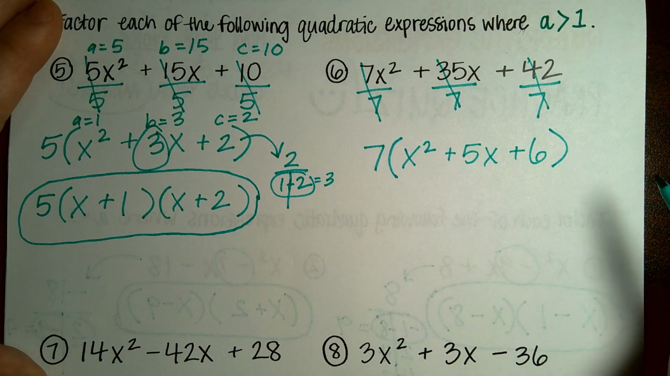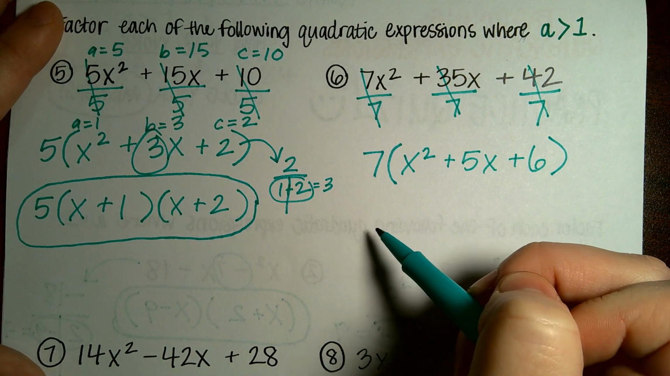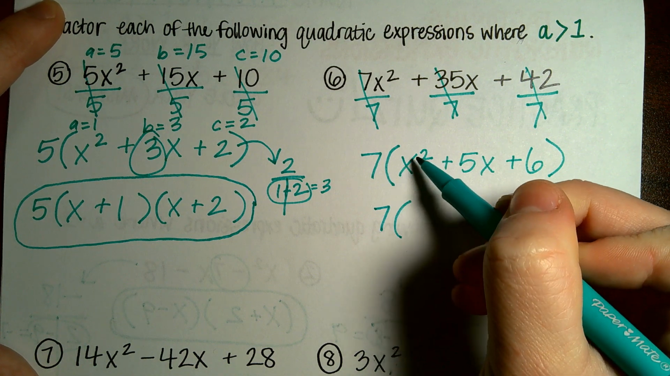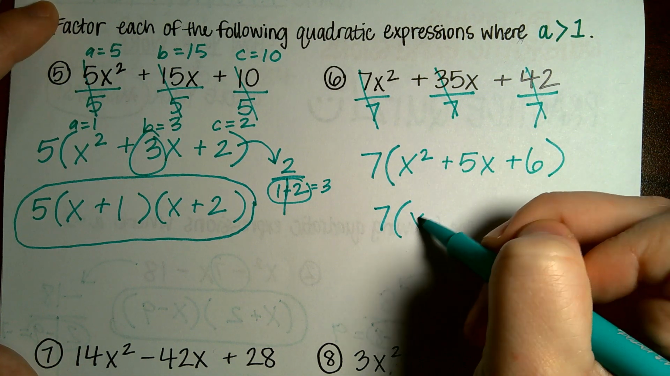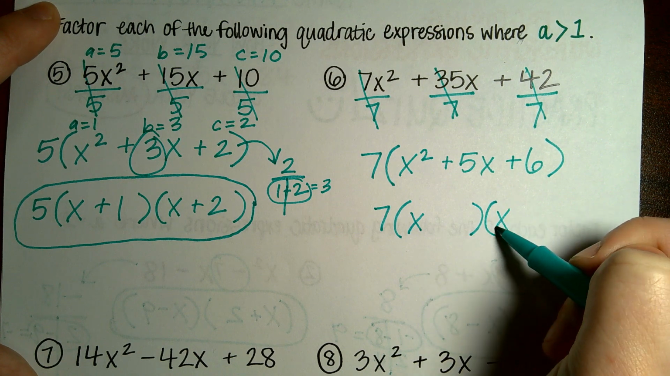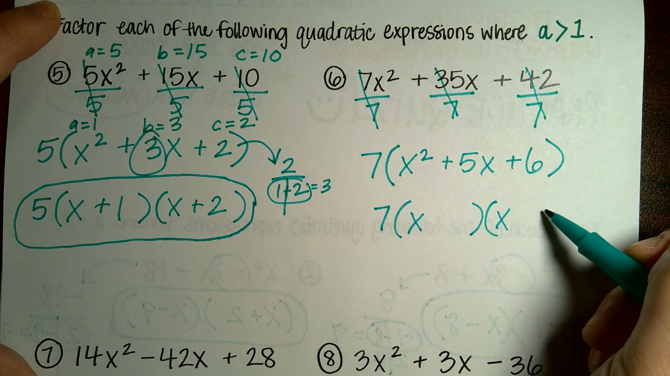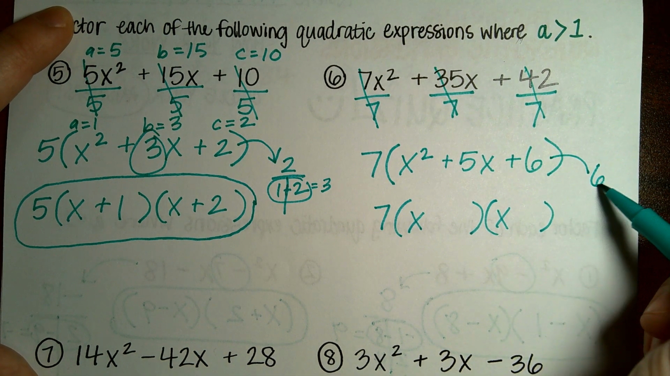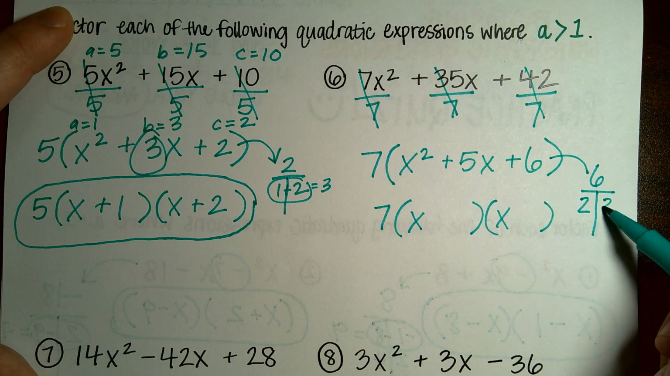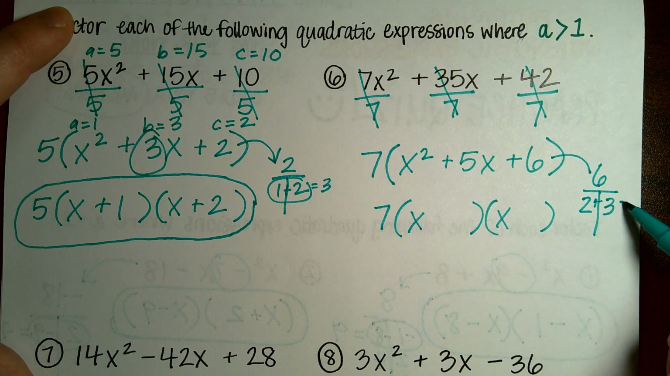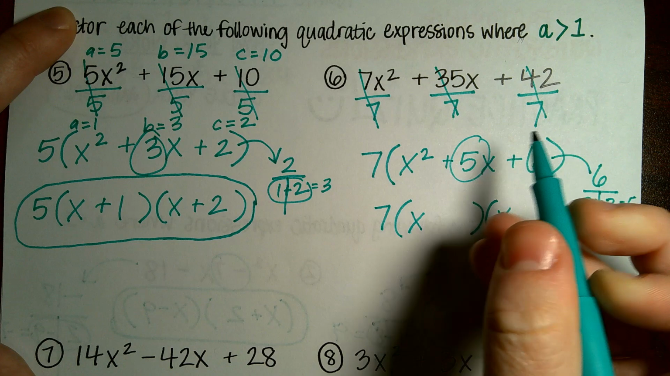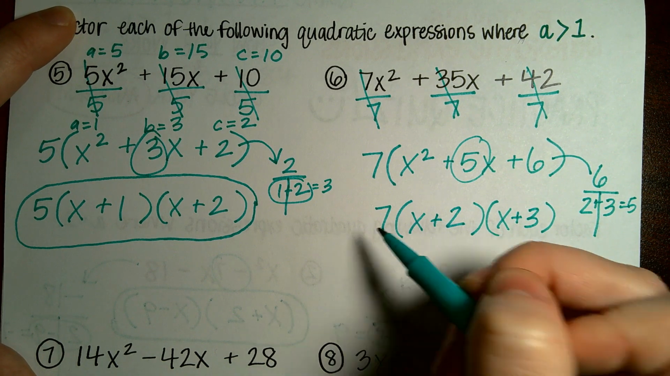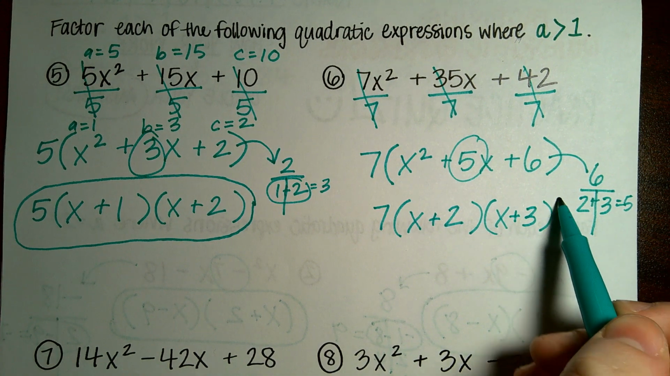Wonderful. So what do I do next? Bring that 7 down. Yeah, let's bring the 7 down for our answer. And since a is 1 now, x squared, we just got our 7 times x plus or minus something times x plus or minus something. Plus 2 and plus 3. Factors of 6. I heard 2 and 3. 2 times 3 makes 6, and 2 plus 3 makes 5. That's going to be our answer. X plus 2, x plus 3, all of it times 7. So we circle it.